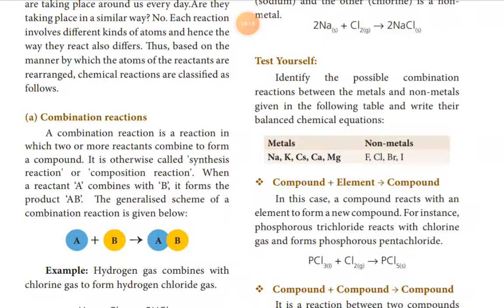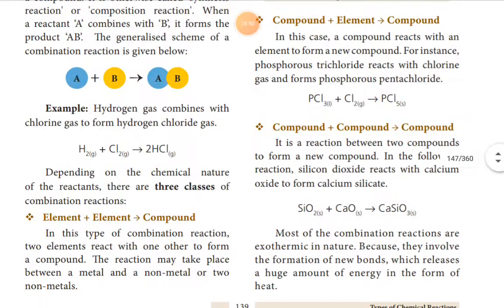For example, a simple representation is given. When a reactant A combines with B, it forms AB. So two reactants, A is one reactant, B is another reactant. These two reactants combine to form only one product, AB. Simply, these two are going to combine with one another. That's why it is called a combination reaction. So A plus B gives AB, that is the symbolic representation. It's not actually a reaction, that's for our understanding.